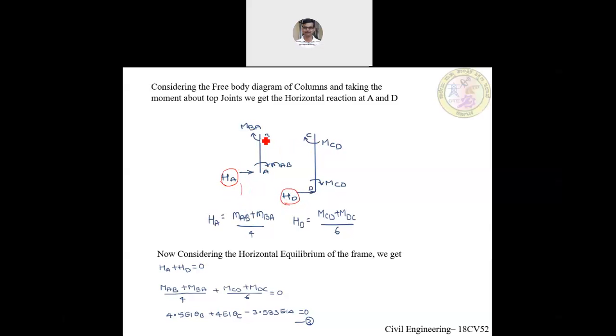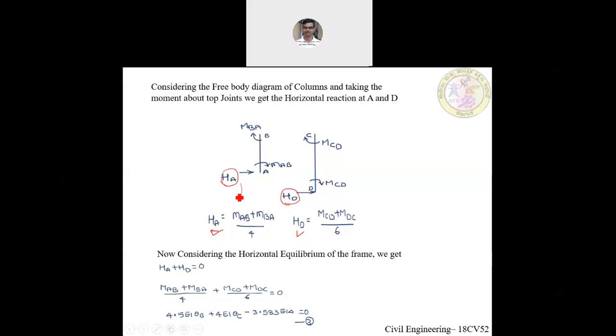Now if I apply summation of moment about B equal to 0, HA is going to be equal to the summation of these two moments divided by the length of the member: MAB plus MBA divided by 4. Similarly, HD, the horizontal reaction at D, is going to be equal to the summation of these two moments, MCD plus MDC, divided by the length of the member, which is 6 meter. So now we have an expression for the horizontal reaction at A and the horizontal reaction at D.